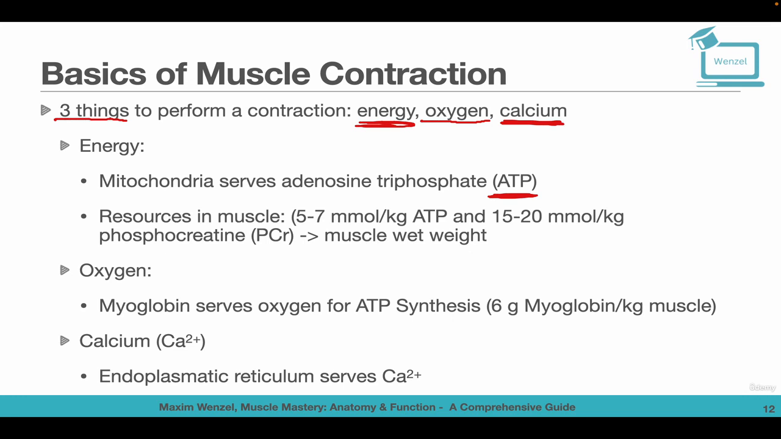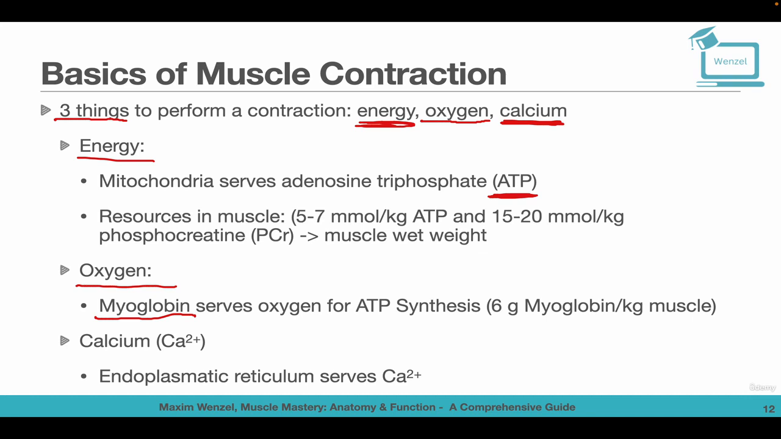So as I said, you will have resources of 5 to 7 millimole per kilogram muscle wet weight ATP, and you will have 15 to 20 millimole per kilogram wet weight phosphocreatine. We will talk about why you need phosphocreatine. It's also part of the energy generation. For the second, you will need oxygen.